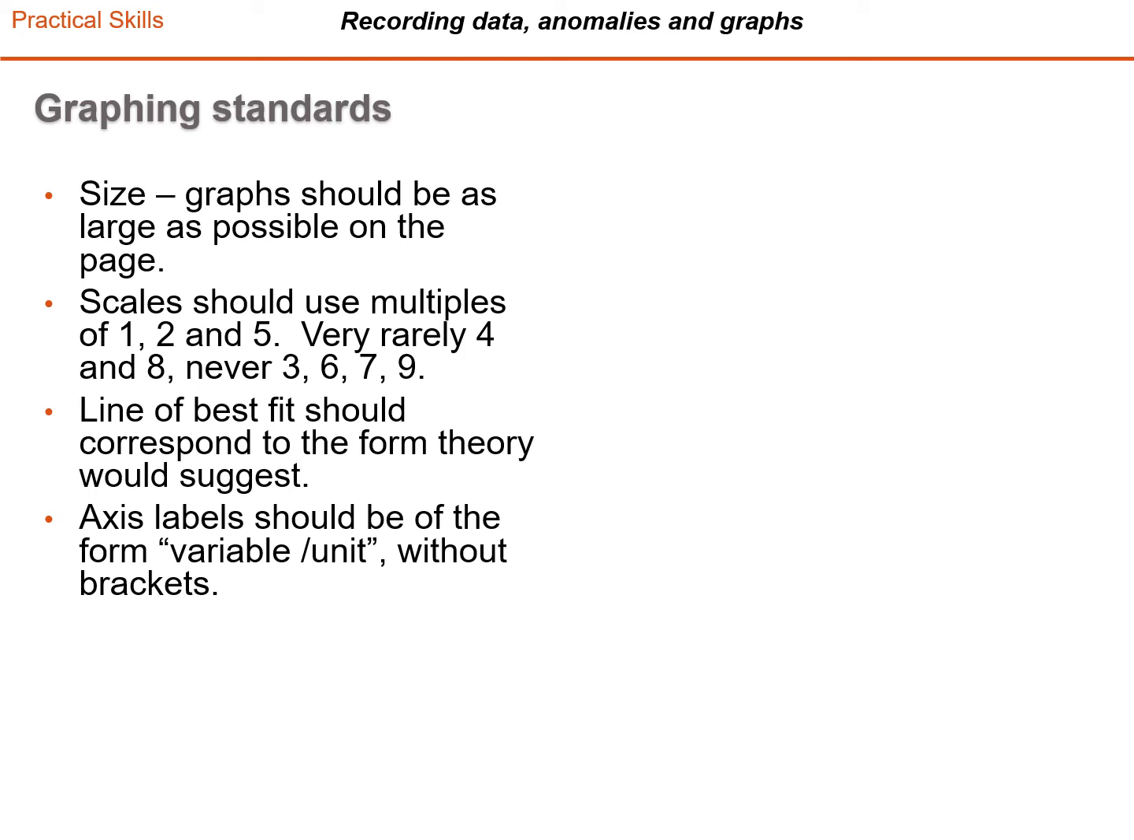Axis labels should be of the form variable / unit without brackets. That's what we should always do, and it should also include any relevant exponential, standard form exponential, if our data is expressed in standard form. This last point is also something you should be aware of when reading data from a graph.